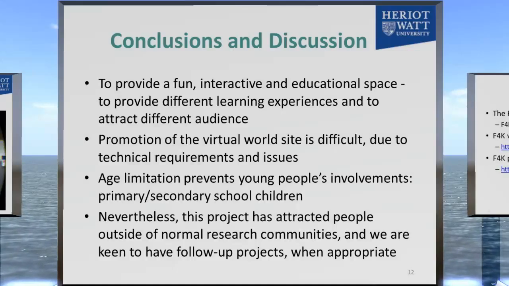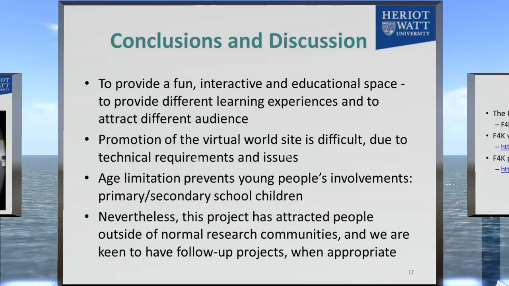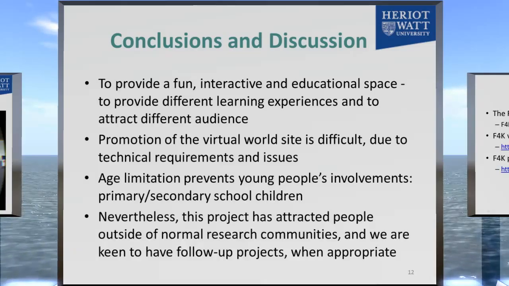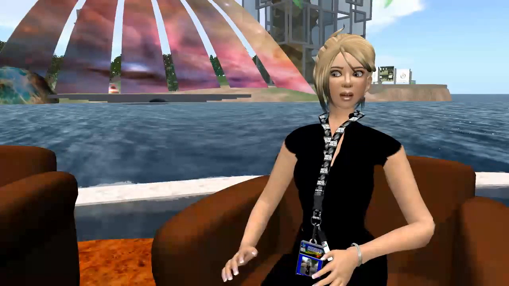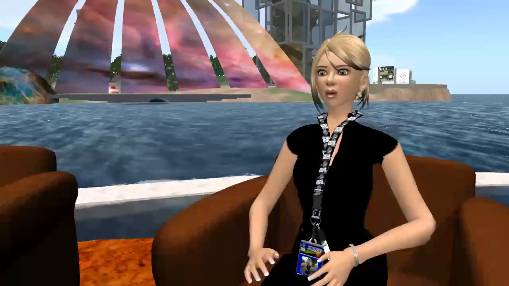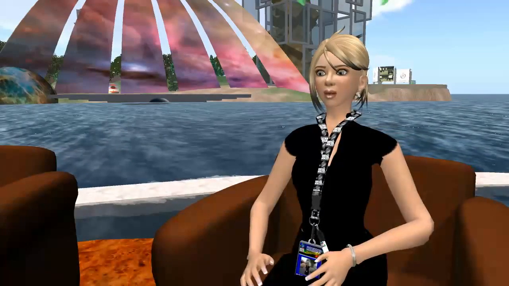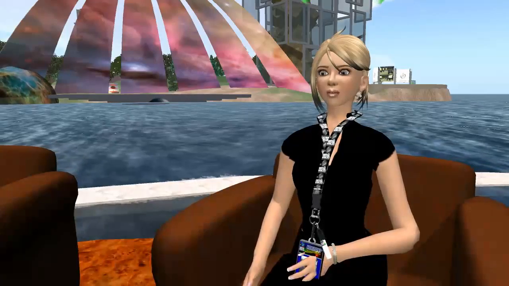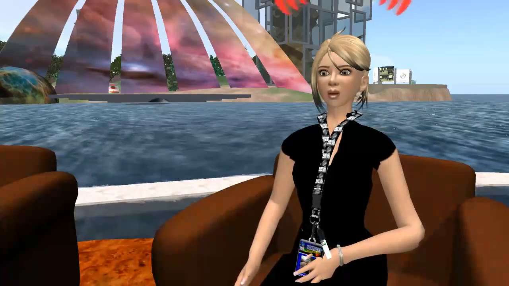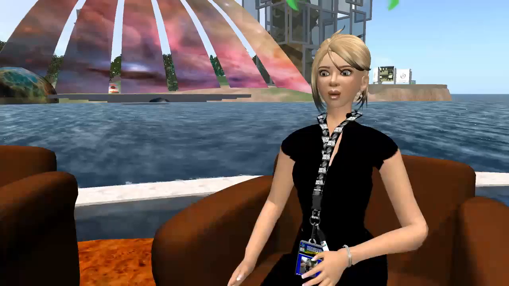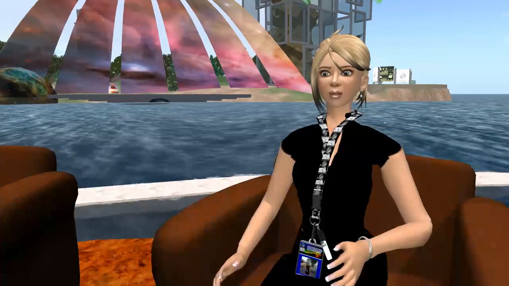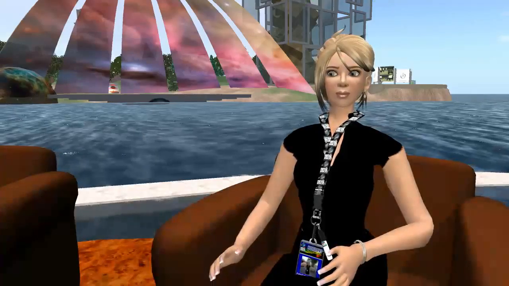So the reason we wanted to create this Fish4Knowledge gallery in the Second World is we wanted to have a different way of conveying our research results, and to attract people from different ages and interests. So we wanted to provide some sort of fun, interactive and educational space so that we can provide different learning experiences and attract different audiences.